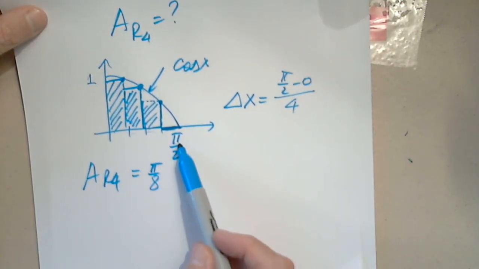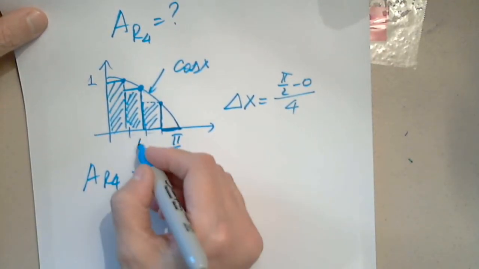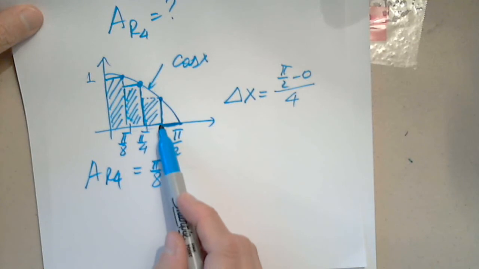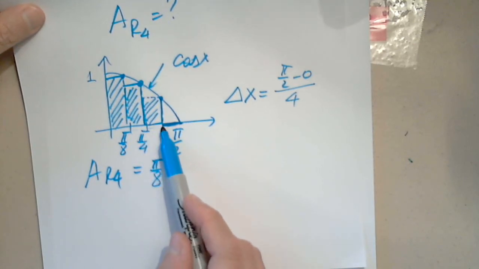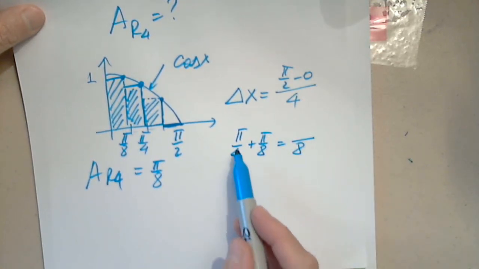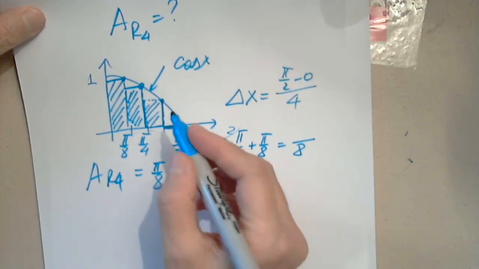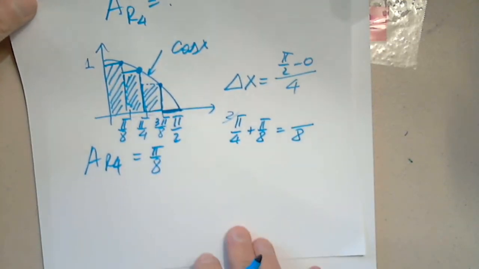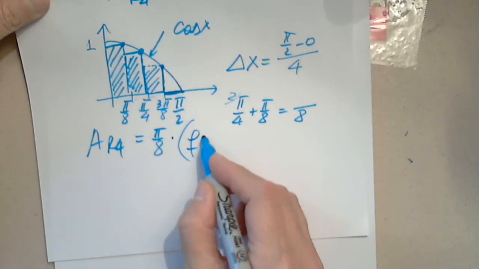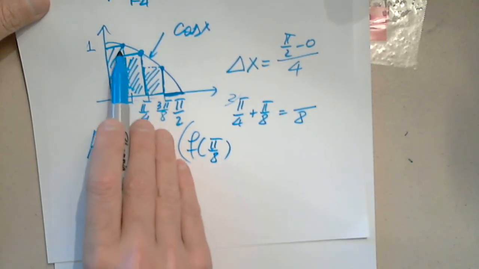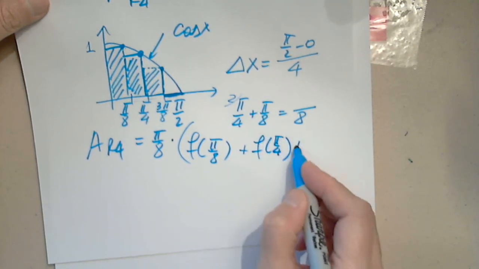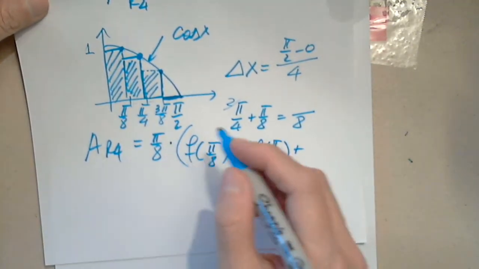Okay, so now pi over 2 divided by 2 is pi over 4. Pi over 4 divided by 2 is pi over 8. But now I need to determine this, which is pi over 4 plus pi over 8. The least common denominator is 8, and this is a 2. So 3 pi over 8. So therefore, when I multiply, I will multiply by f of pi over 8 plus f of pi over 4 plus f of 3 pi over 8.